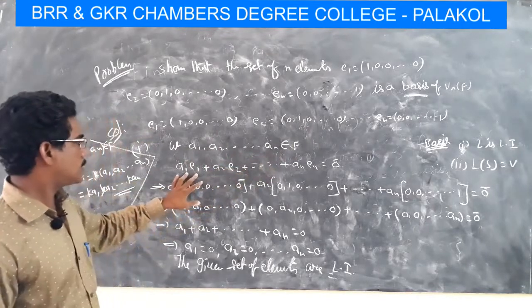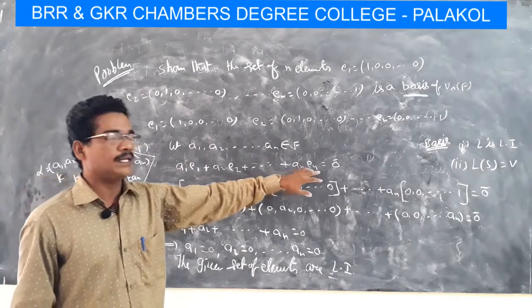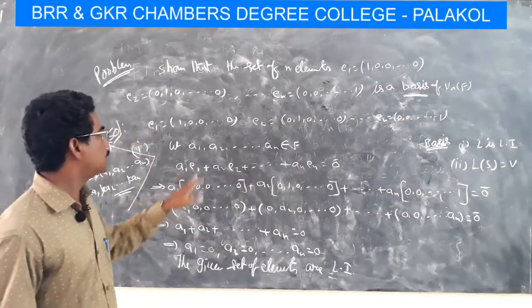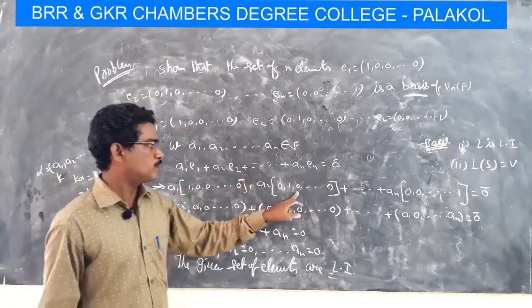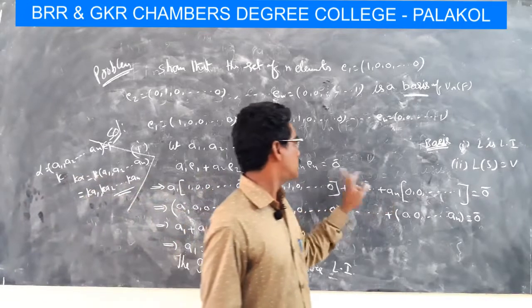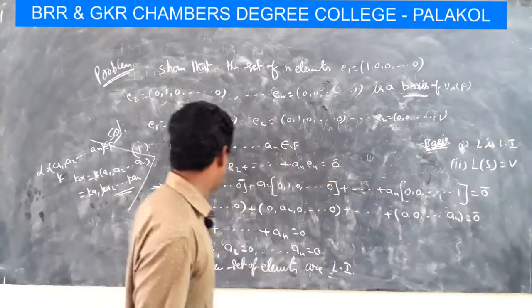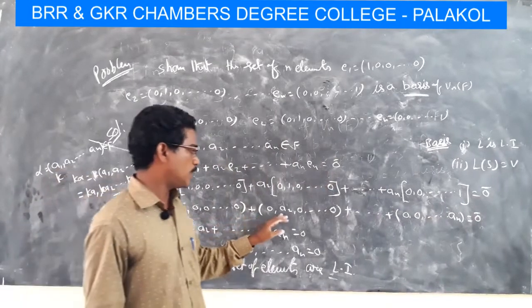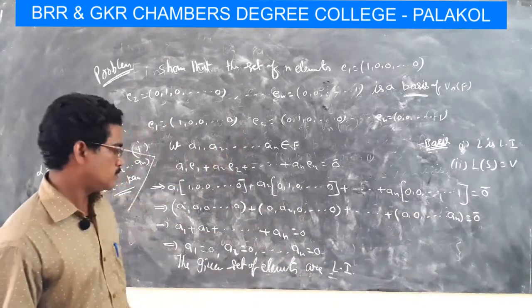Now linear combination means a1 e1 plus a2 e2 so on plus an en equal to 0. Now a1 into e1, (1, 0, 0), plus a2 into e2, and then so on, an into en, (0, 0, up to so on, 1), equal to 0 bar, implies by scalar multiplication (a1, 0, 0) plus (0, a2, 0, and so on) plus (0, 0, up to so on, an) equal to 0 bar.